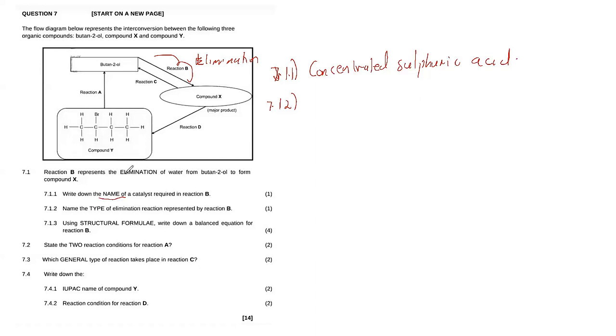And then 7.1.2 says name the type of elimination reaction represented by reaction B. We have already stated that. So if it is elimination of water, we know eliminating water means you are dehydrating. So this is a dehydration reaction. And then 7.1.3 now says using structural formulae, write down a balanced equation for reaction B.